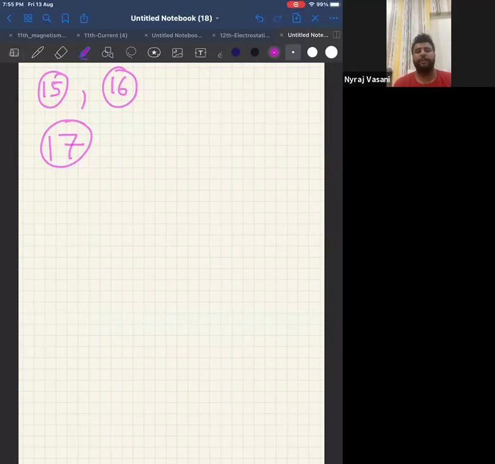Half C final square minus initial square, correct? Half C inside the bracket, V square final minus V square initial. Answer will be B for 17th. Tell me if everyone is getting this. It's direct substitution and a direct answer.